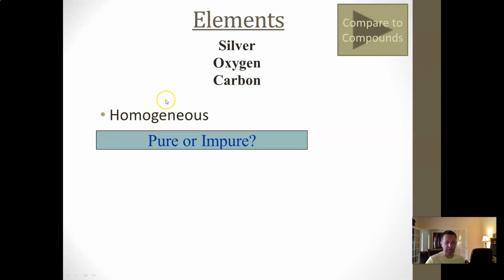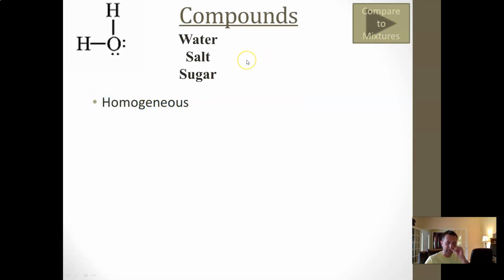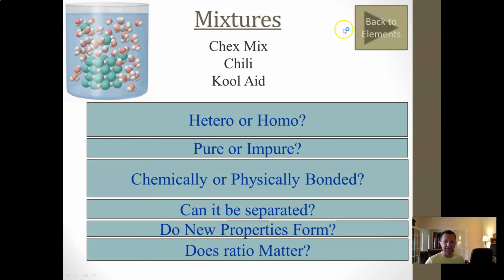All elements are homogeneous. Same thing with compounds. They're all homogeneous as well. So if you have a glass of water, that glass of water is the same throughout. It's consistent throughout. Same with a block of salt or sugar, right? It's the same throughout. Mixtures, though, are not.